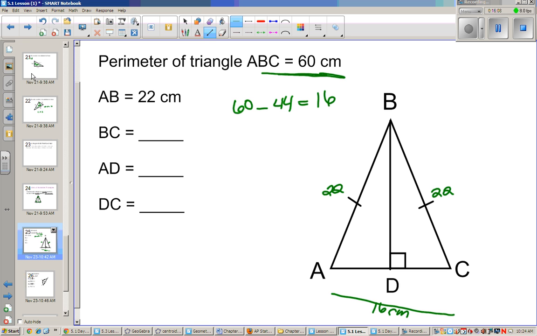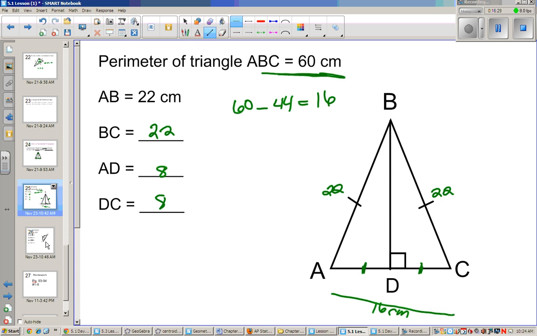And so BC is 22, I already filled that in. And this bottom side AC is 16. And think back to that property we just talked about. The altitude is also the median and the angle bisector. So I know these 2 sides are congruent. So AD and DC will have to equal 8 each.